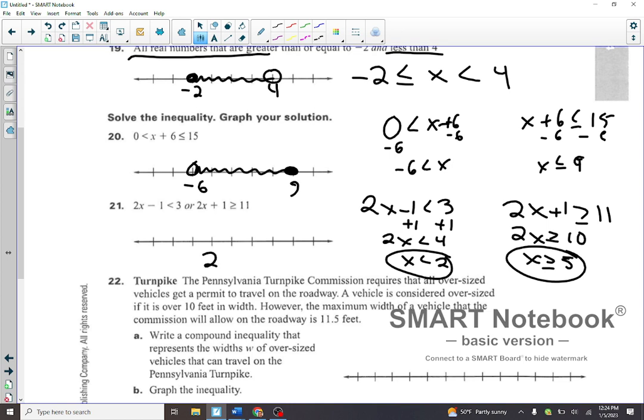So I put 2, I put 5. X is smaller than 2, open circle to the left. X is greater than or equal to 5, closed circle to the right.